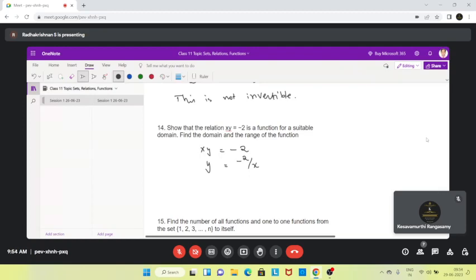So for which domain and range is this function valid? That is the question. Think about it: for what all values of y or what all values of x will this relation hold? The moment you see y equal to minus 2 by x, you'll tend to write something. What is that? It's an integer, sir. Not only integer. Suppose x equal to 1.5, then y equal to minus 2 by 1.5. Is it defined or not defined? You can still define it, right?